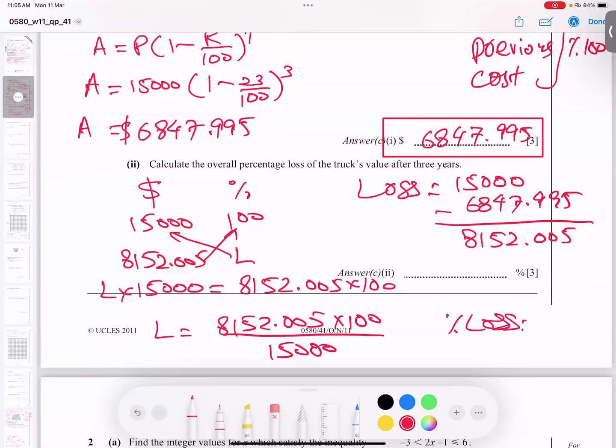So let's find it. I'm going to do it simply, divided by 15,000, and the loss is coming 54.3467%. Rounded to 3 significant figures, we can write 54.3%, or even the exact value also. 54.3% loss, which is our final answer. Alhamdulillah Rabbil Alameen. The question is completely over.